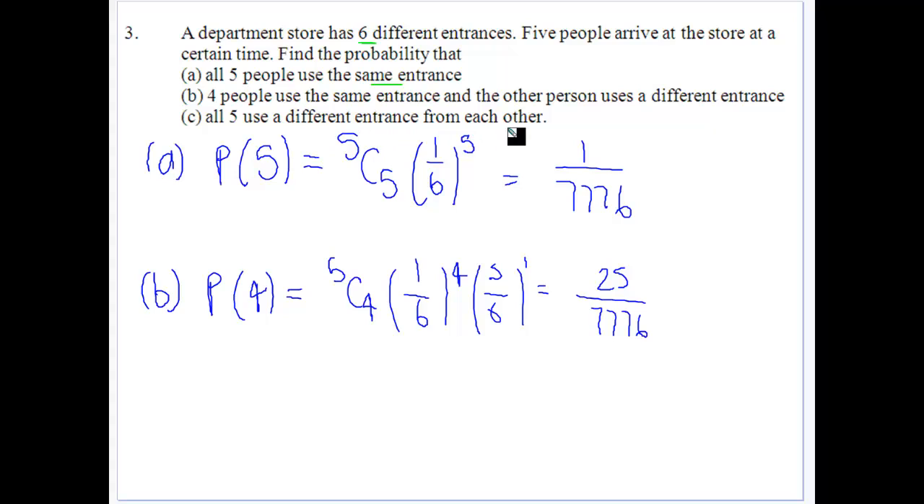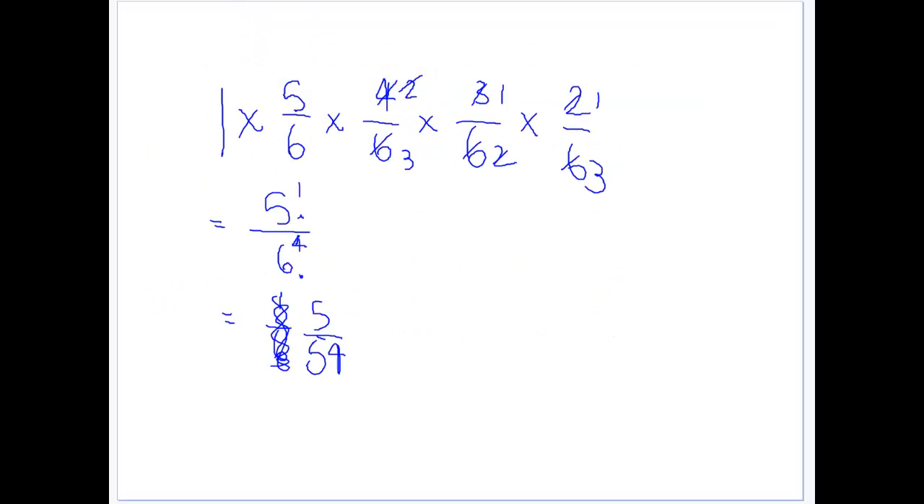What's the probability that all 5 use a different entrance from each other? Well, we can look at the problem this way. One person would use the first entrance, then the next person has 5/6 of a chance to use the next entrance. The next one has 4 out of 6, 3 out of 6, 2 out of 6. So that gives us 5 factorial over 6 to the power of 4, or 5 on 54 is our answer there.